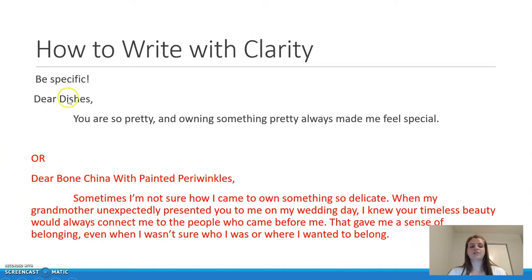Okay, what's easier to visualize? Some random dishes? I mean, these could be plastic dishes, right? I wouldn't know. But this is specific. So bone china, painted periwinkles. I can totally envision that, right? So then I go to talking about, and sometimes I'm not sure how I come to own something so delicate. When my grandmother unexpectedly presented you to me on my wedding day, I knew your timeless beauty would always connect me to the people who came before me.